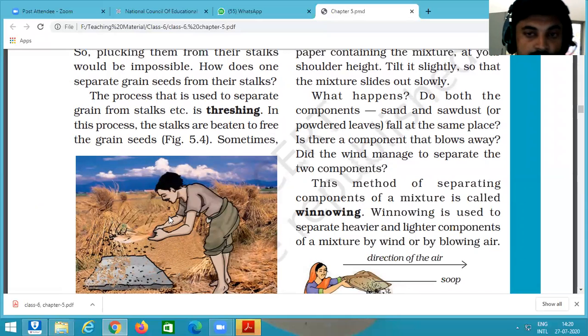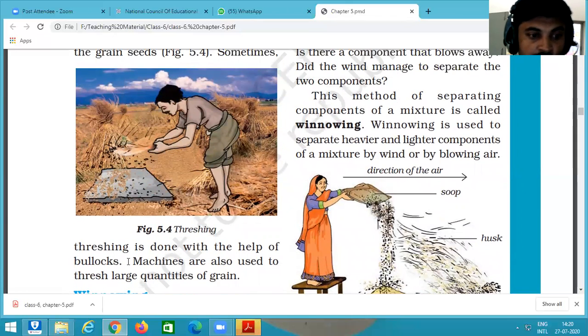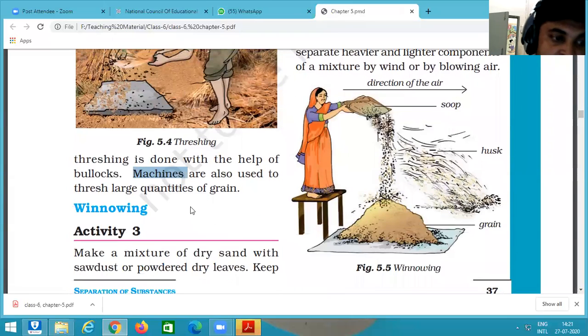These are old techniques, used many years ago. After beating the stalks by hand, we then used bullocks to separate the grains from the stalks. These days we use a thresher machine to separate grains from the stalks when they are in large quantity. Okay, so this method is known as threshing.